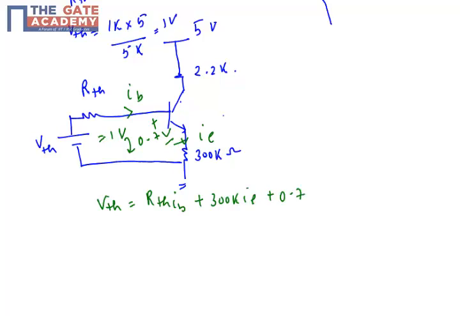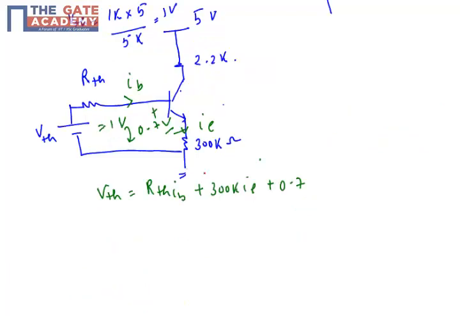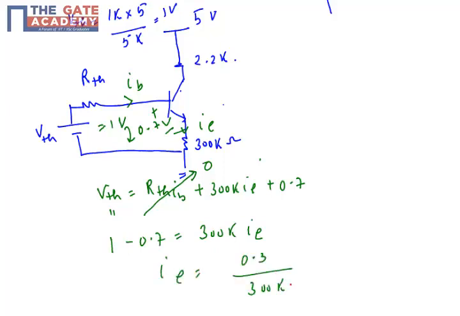Okay, friends, you know that beta is very high, so we have already declared that IB is 0. So if IB is 0, then RTH times IB is also 0. VTH we have calculated as 1 volt. 1 minus 0.7 is equal to 300 kilo ohm times IE. So IE is what? 0.3 upon 300K, right?